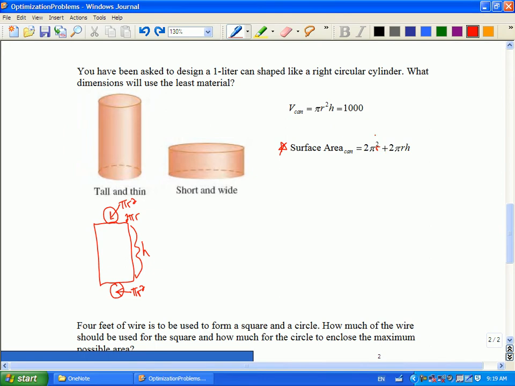Now the other thing we know is we're making a 1 liter can. So the volume of the can, pi r squared h, has to be equal to 1,000. Under these constraints, we're going to try to minimize the surface area. We want the least amount of surface area to make a 1 liter can. Okay, so we have this surface area function.